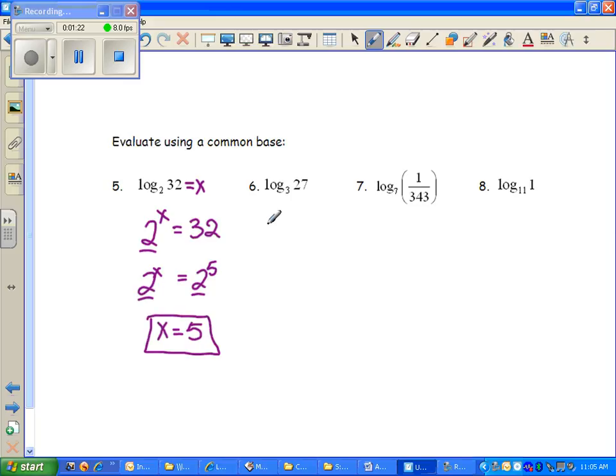For number 6, I'm going to do the same thing, set it equal to x. 3 to the power of x equals 27. Again, here I have a 3, so 3 is as low as that's going to go. So I'm going to try to get 27 as 3 to some power. 27 is 3 cubed. And so on the left, we had 3 to the power of x. Now that we have our bases the same, we can just say that x equals 3, and that's the solution.